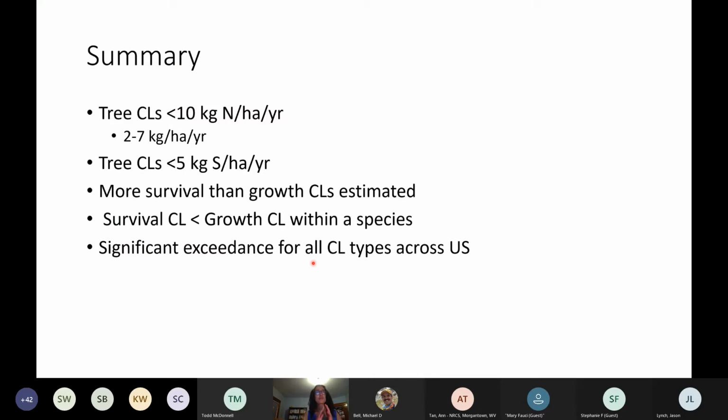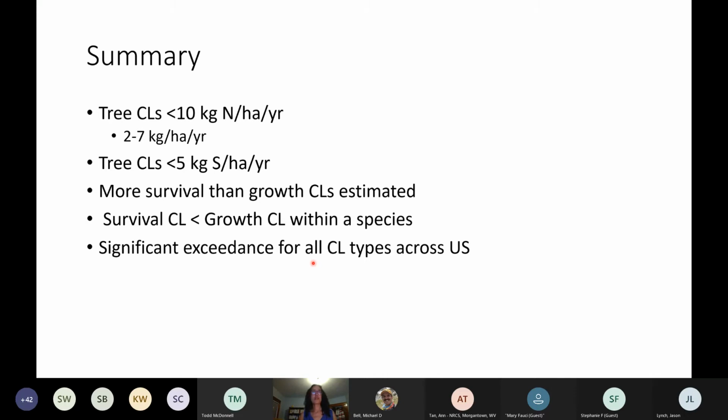Okay, so we saw that the tree critical loads tend to be less than 10 kilograms per hectare per year, about 2 to 7 for nitrogen, less than 5 for sulfur. There are more survival critical loads than growth critical loads that have been estimated, and contrary to what I was expecting, the survival critical loads tend to be lower than the growth critical loads. But we saw significant exceedance for all critical load types across the country.